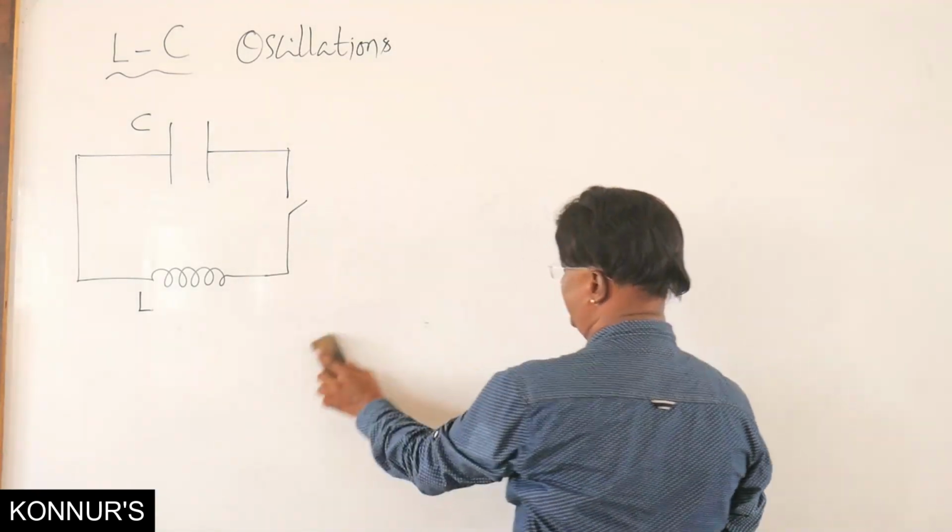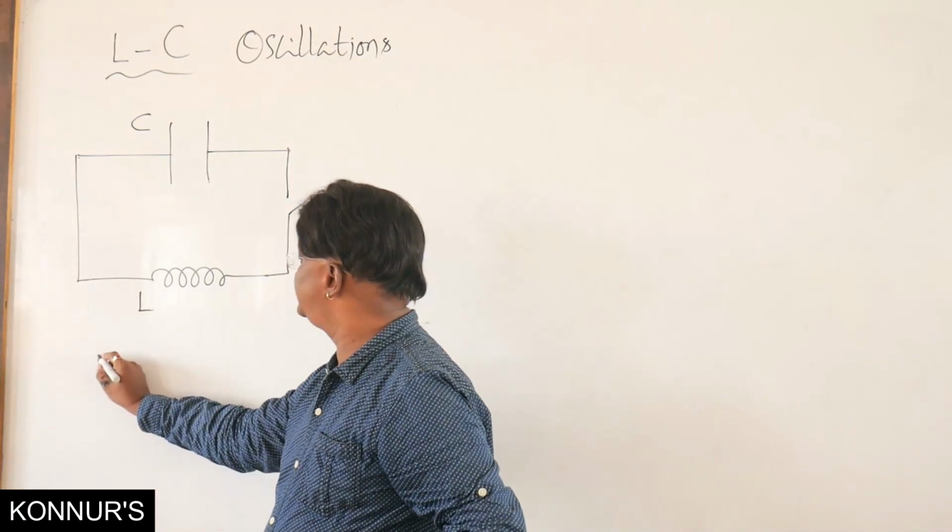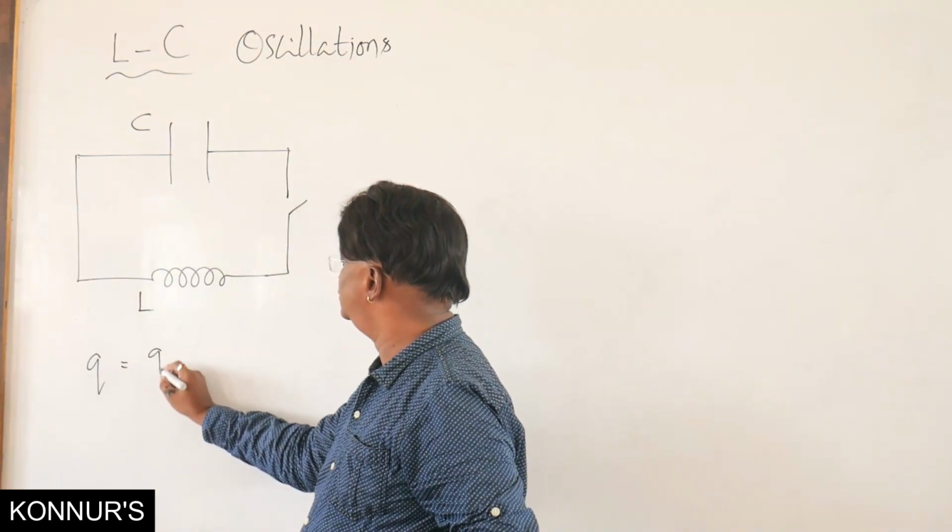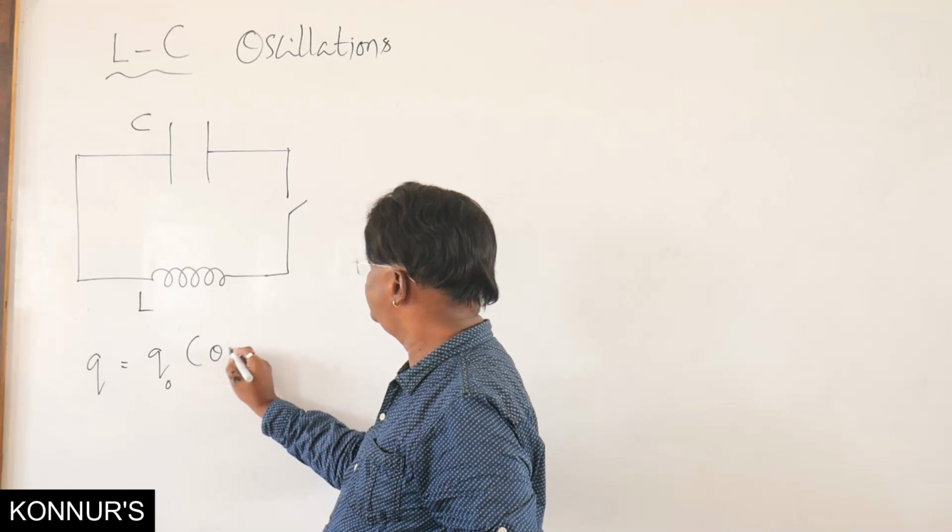Now, let me give that expression. The instantaneous charge Q is equal to Q naught times cos omega t.